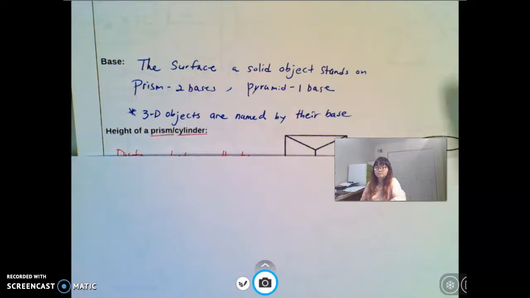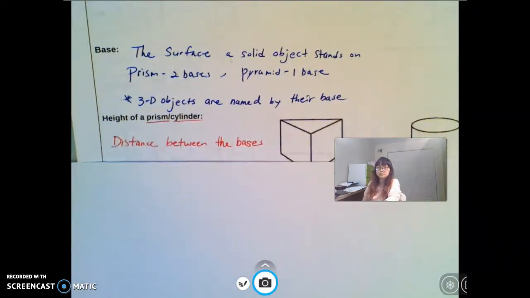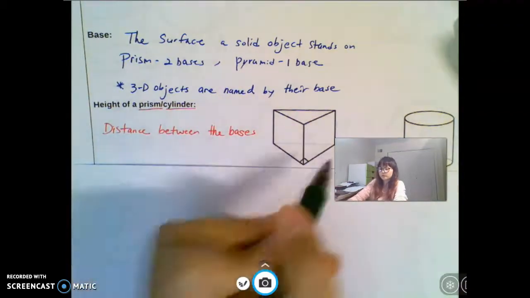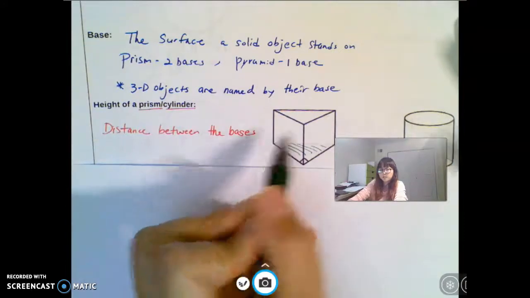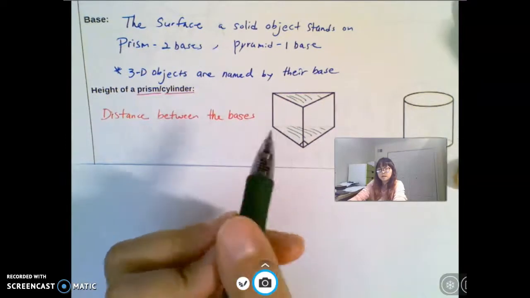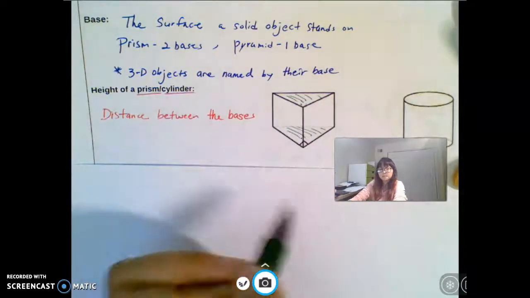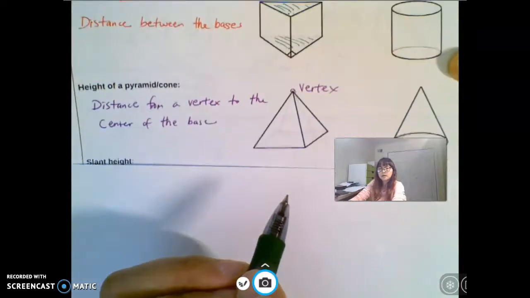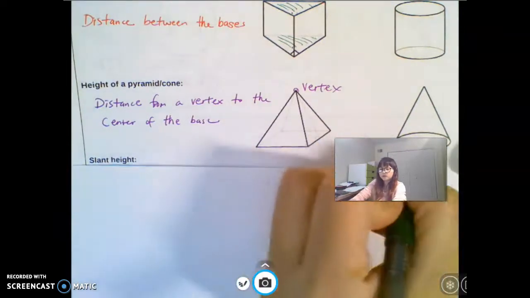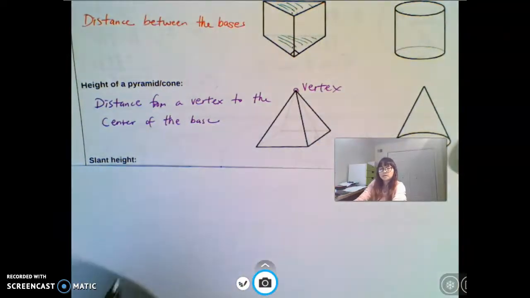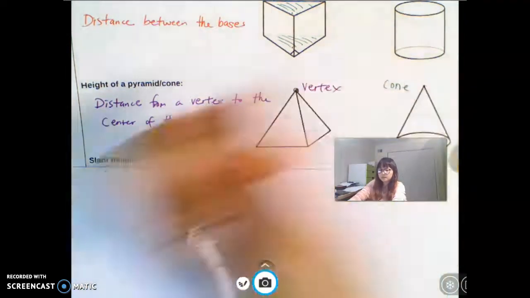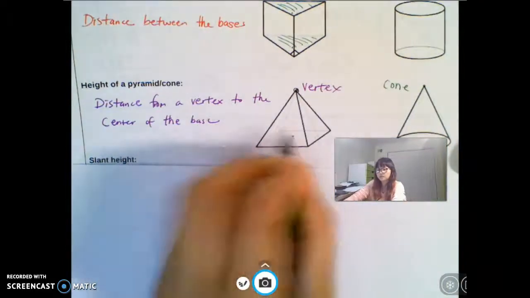The height of a prism or a cylinder is the distance between the bases. So this is an example of a triangular prism because the base is a triangle shape and there are two of them. And the height is how far apart the two bases are. Height of a pyramid or a cone: they do not have two bases. So for this cone, it's from the vertex to the center of the base. So that would be the height.